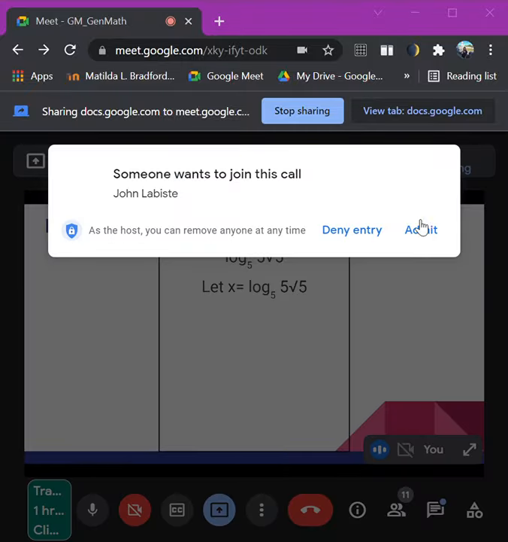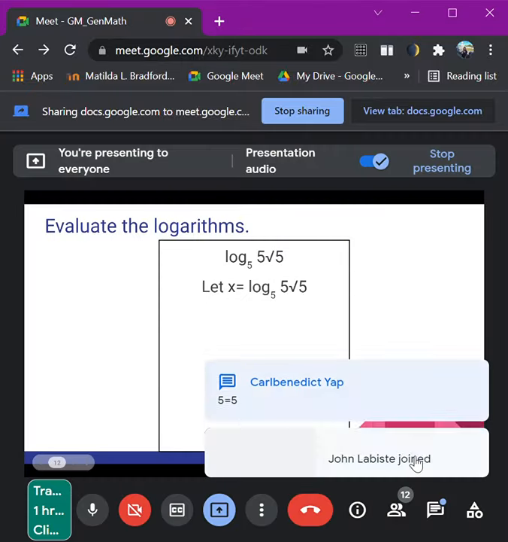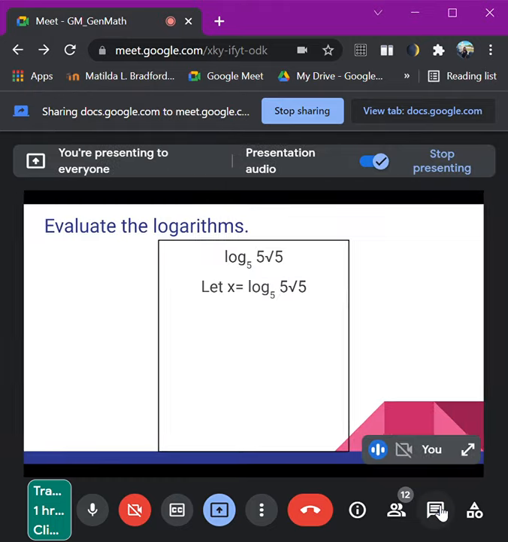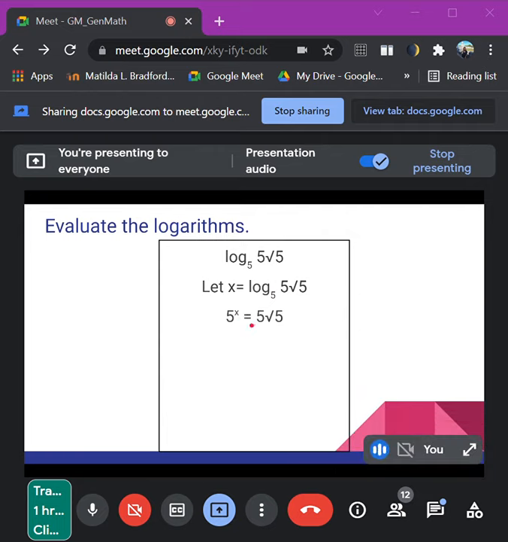Since lisod-lisod naman ni siya. 5 is equals to 5? No. Wala siya exponent, Carl. Hindi siya pwede 5 is equals to 5 lang. 5 to the power of x equals 5. Okay. So, you have there 5 raised to the power of x is equals to 5 square root of 5.